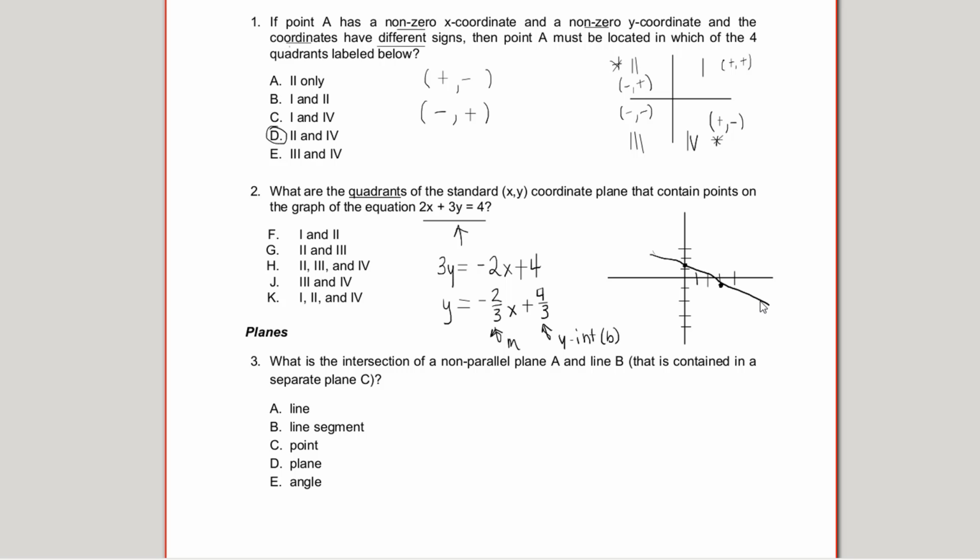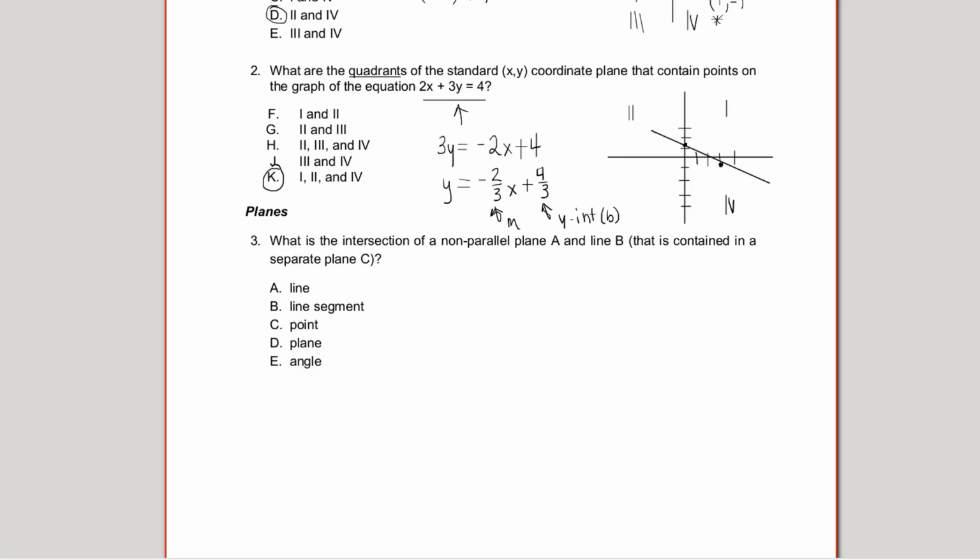Again, we're just eyeballing. When we look at what quadrants this line is in, we see we're in quadrant 1, we're in quadrant 2, we're not in quadrant 3, and then we're in quadrant 4. So we're looking for the answer 1, 2, and 4, which is answer choice K. Now let's take a look at question number 3.